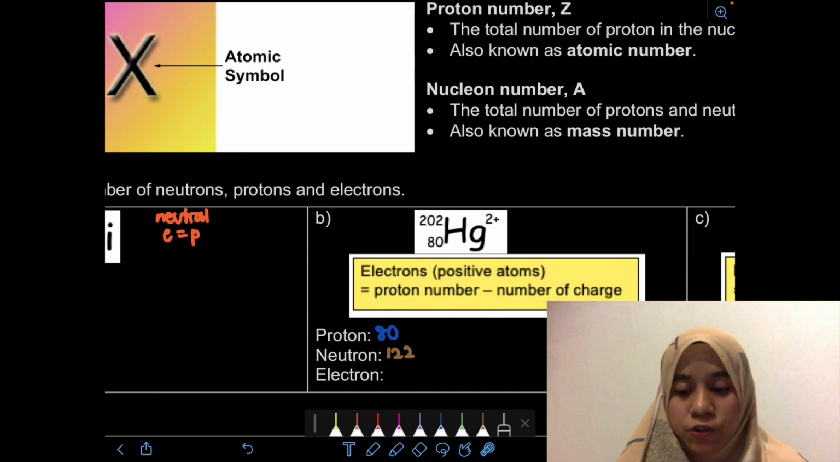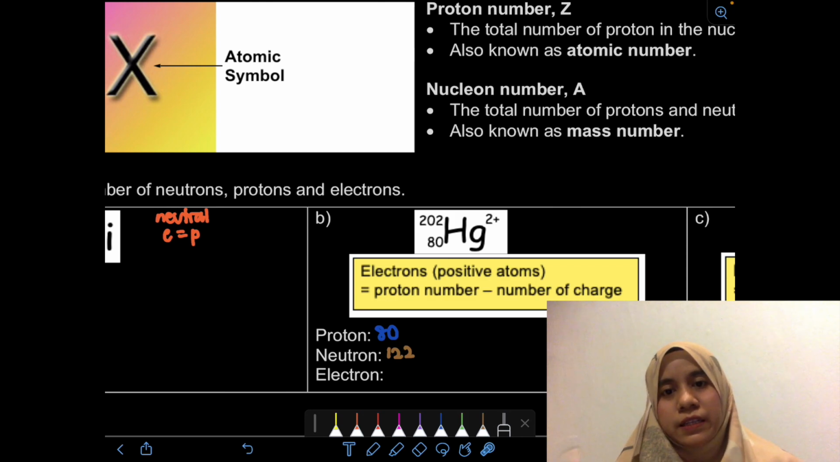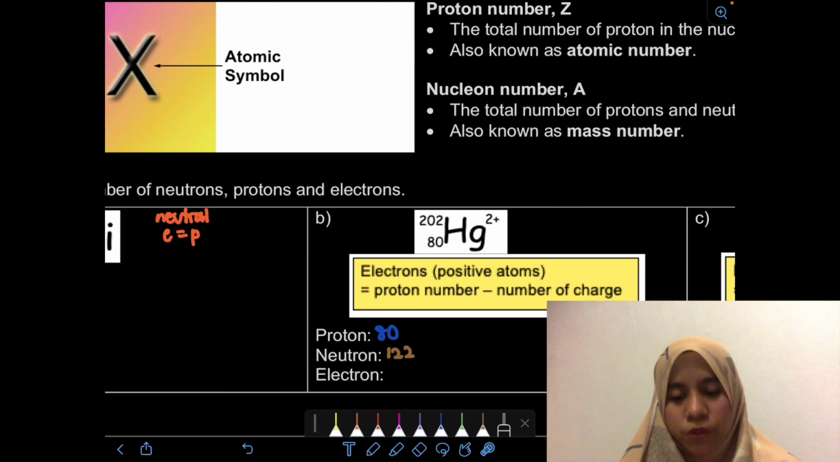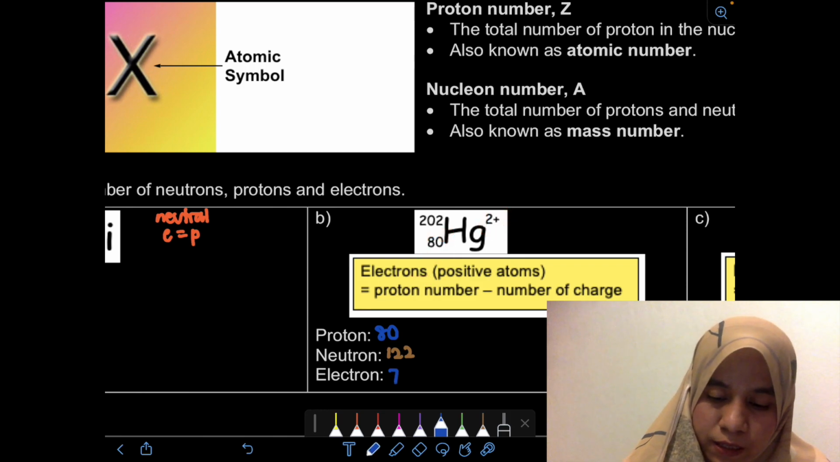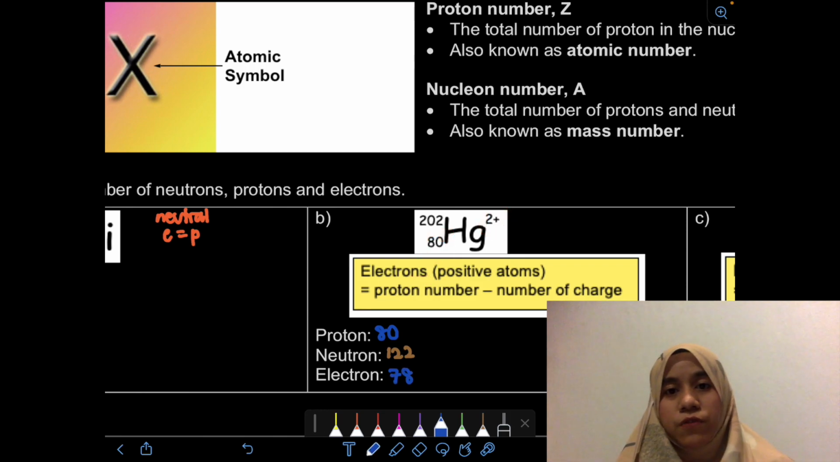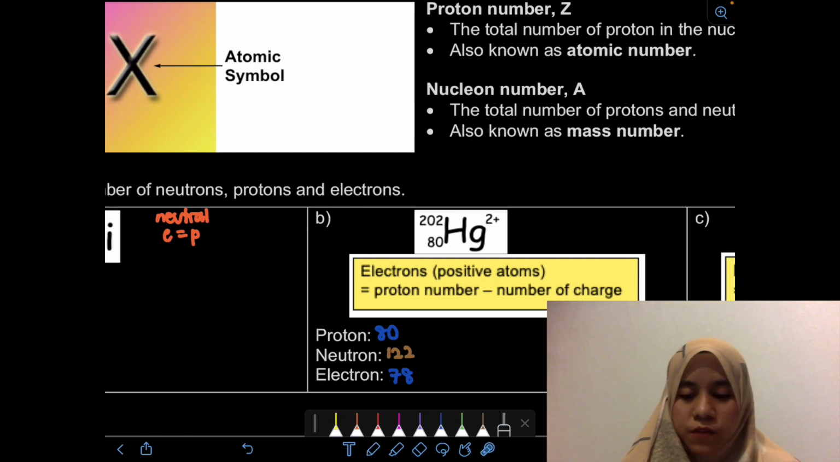So kita tahu electron tu is lesser than the proton. The electron is actually lesser than proton number kan? So sebab dia lebih kurang, dia is less than our proton. So that's why nak cari electron tu, proton minus our positively charged ni. So we got here 70. So that is the example for positive atom.